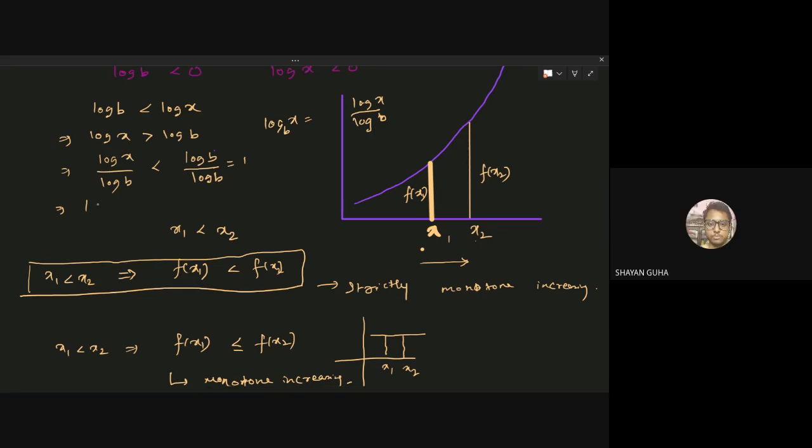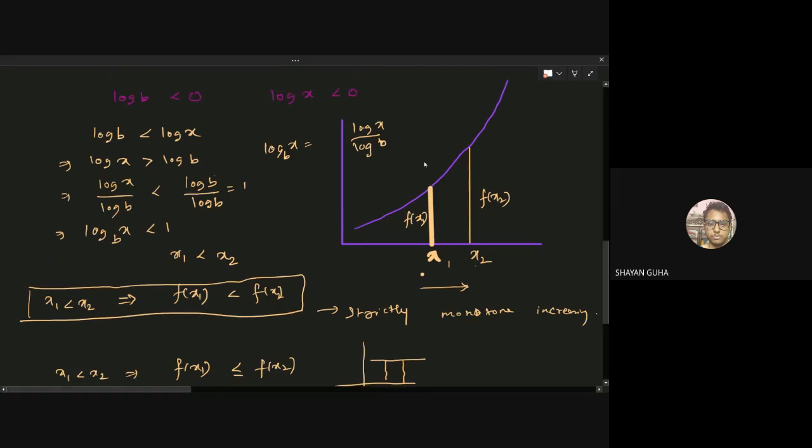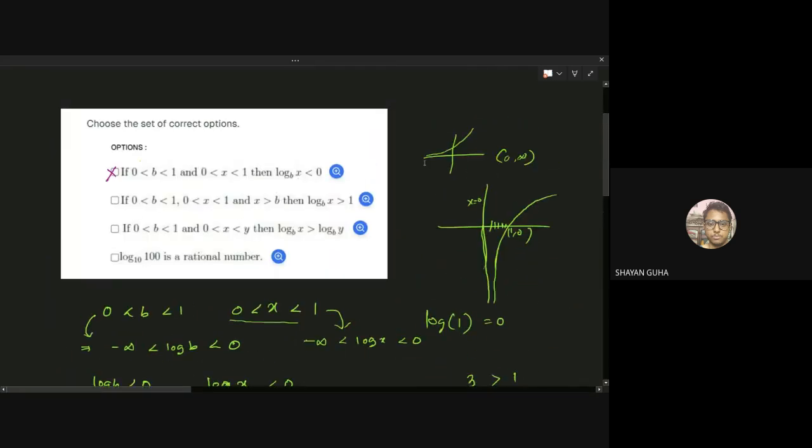So that's why I can say that log x base b is less than 1. But in the given question, it is most probably given greater than 1. So this is why my second option is also wrong. Have you people got it?